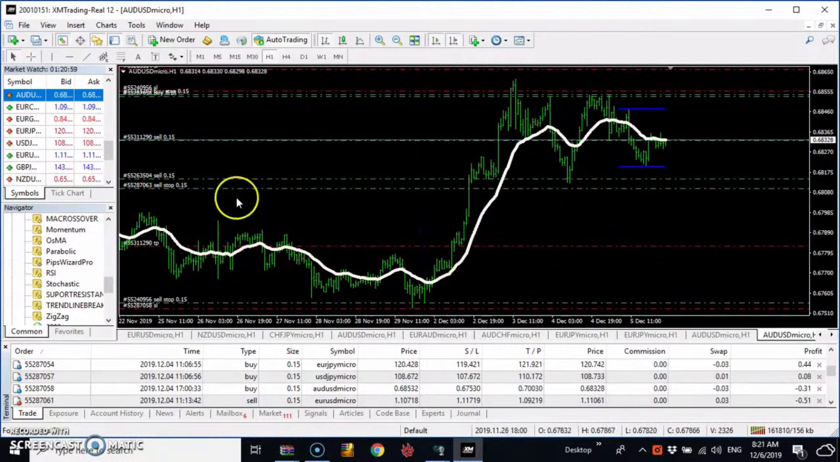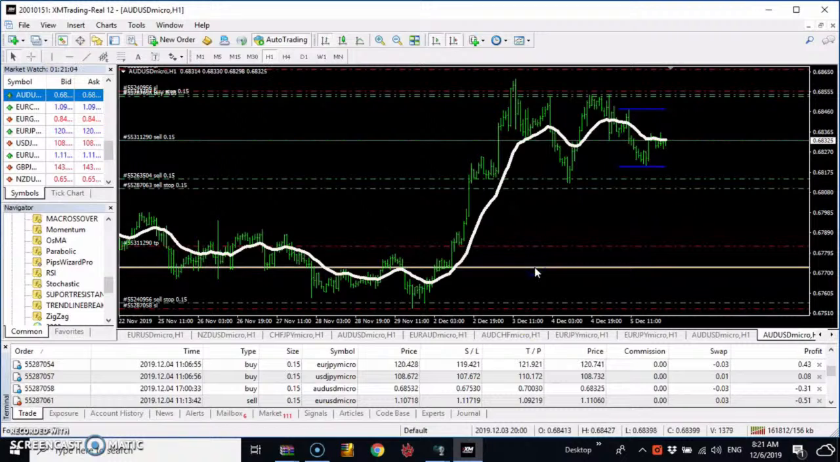Let me put something. The longest leg will end around here. As you can see, I'm in the trade, and this is my TP. This is my take profit level, just above the end zone of this longest leg.